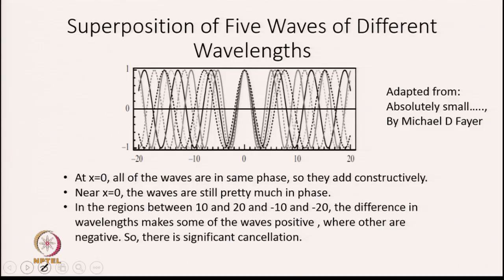That means that at x equal to 0, since all of the waves are in the same phase, they add constructively. Near x equal to 0, in this region, the waves are still pretty much in phase, whereas in the regions between 10 and 20 and minus 10 and minus 20, the difference in wavelengths makes some of the waves positive and some of them negative. So, there is a significant cancellation.